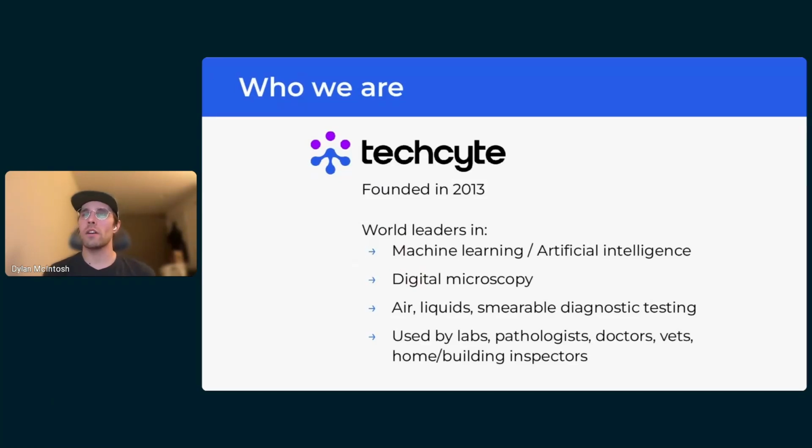A little bit about us. Our company is TechCyte, founded in 2013. We're world leaders in applying machine learning and artificial intelligence to digital microscopy tests. We focus on air, liquids, and smearable diagnostics. We don't do many things with tissues. We do things that are from the air or from liquids and fluids. We're used by laboratories, pathologists, doctors, vets, and home inspectors, as well as other environmental consultants all around the world.